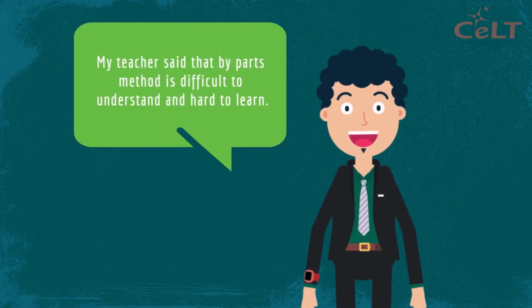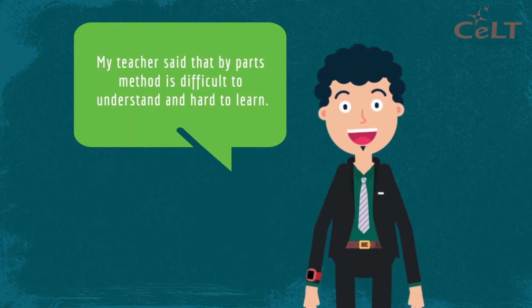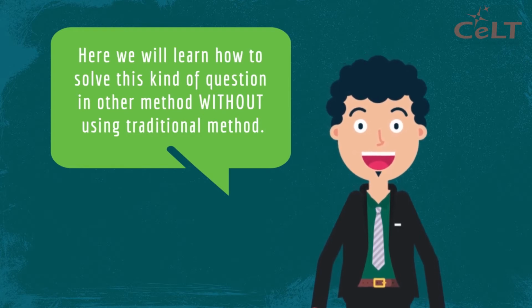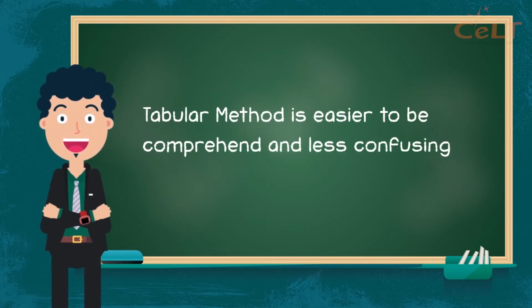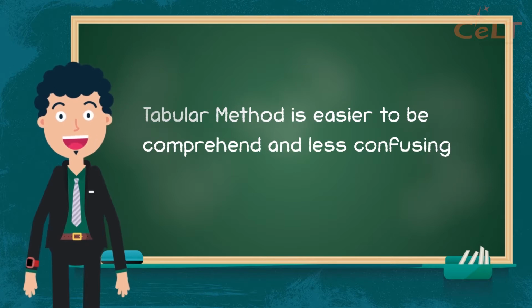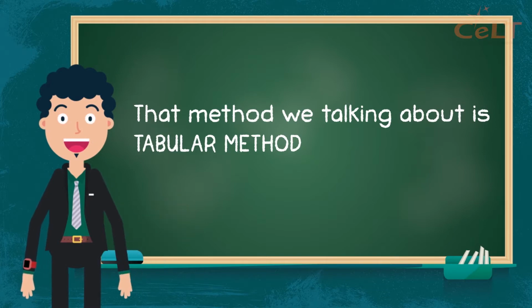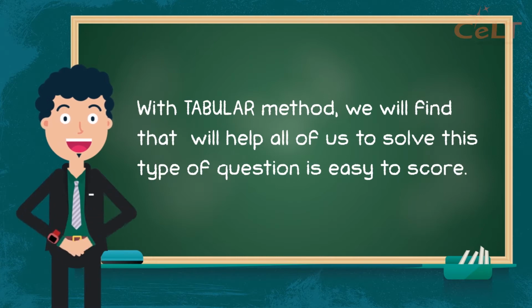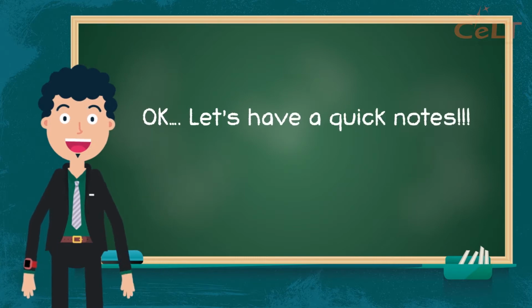My teacher said that by parts method is difficult to understand and hard to learn. Here, we will learn how to solve this kind of question in other method without using traditional method. Why do we choose Tabular Method? Tabular Method is easy to comprehend and less confusing. Let's check it out. That method we're talking about is Tabular Method. We will find that it will help all of us to solve this type of question. It's easy to score. Okay, let's have a quick note.